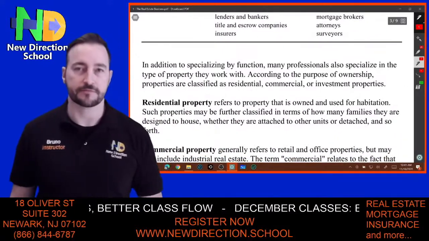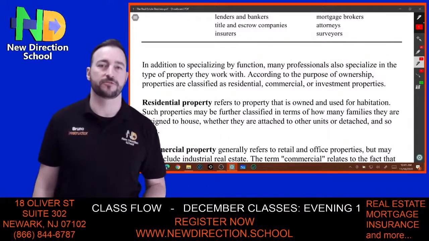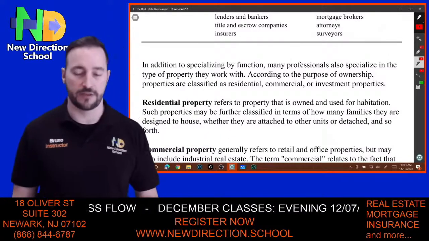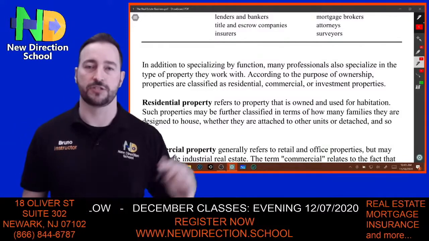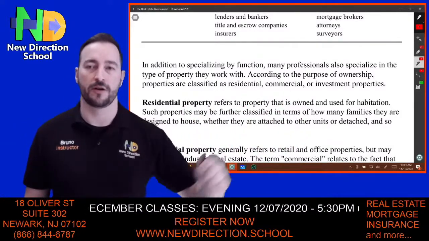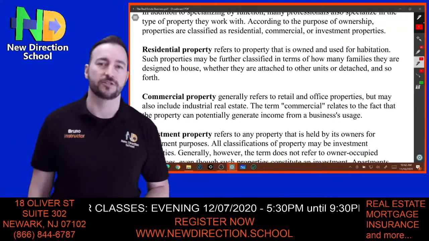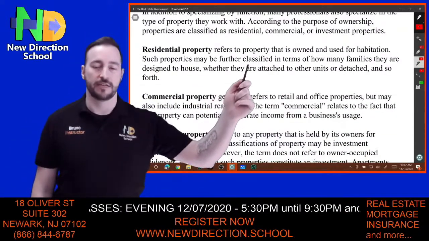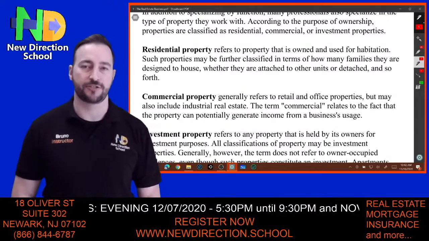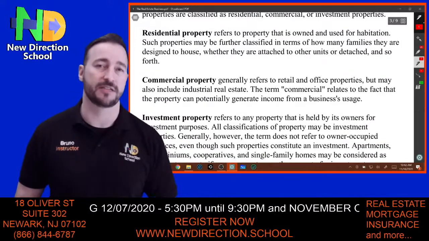Now, in addition to specializing by function, many professionals specialize in the type of property they work with according to the purpose of ownership. Properties are classified as residential, commercial, or investment properties. Residential property refers to, obviously, property that is owned and used for habitation, and such properties may be further classified in terms of how many families they're designed to house.